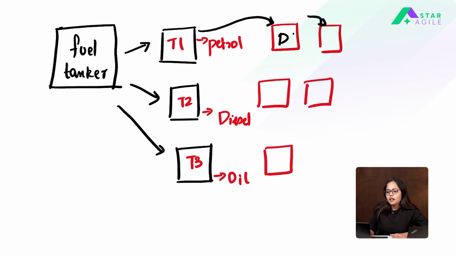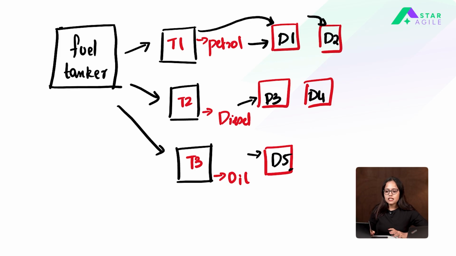It depends from station to station, because certain stations have a lot of dispensers, certain other stations have a lesser number of dispensers. So let us assume that we have a total of 5 dispensers, okay? Let's say petrol is fueled into D1 and D2, and then you have D3 and D4 for which you have diesel, and then finally oil in D5.